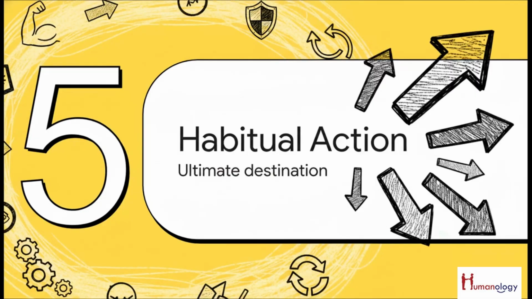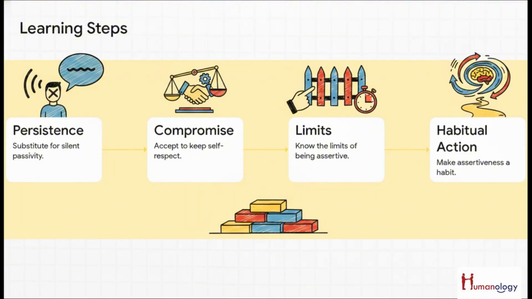And that leads us to our final stop, step 5, creating habitual action. And this brilliantly illustrates how all these individual skills fuse together into a progression. First, you replace silence with verbal persistence. Second, you navigate pushback to find those workable compromises. Third, you recognize your situational limits. And finally, habitual action. This cements everything. This is what wires those difficult, conscious choices right into your baseline everyday behavior.